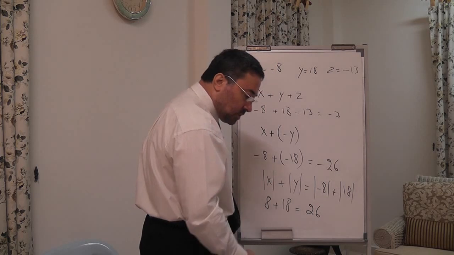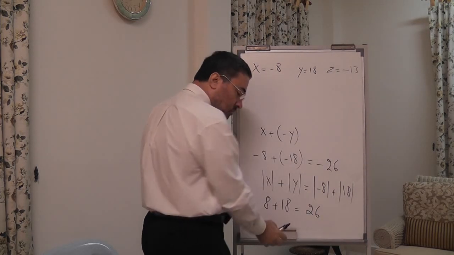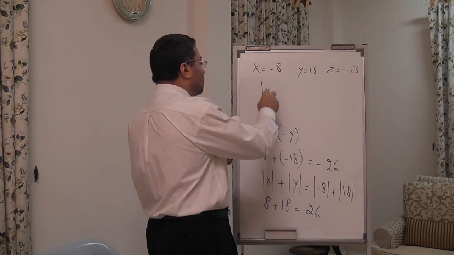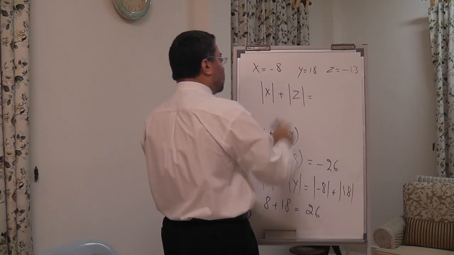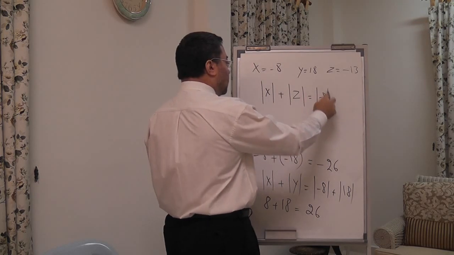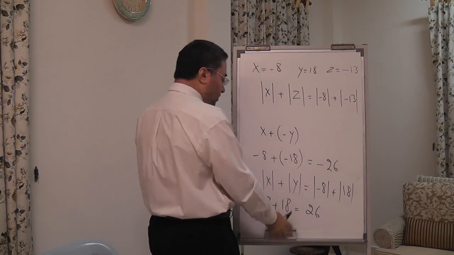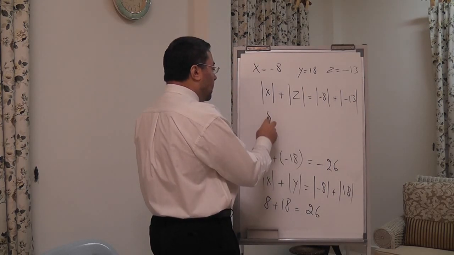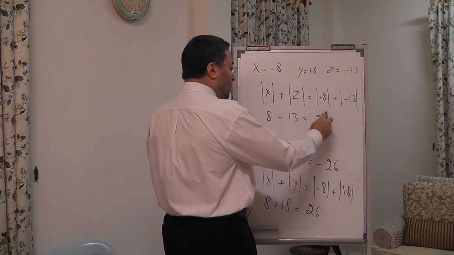Number 46, absolute x added to absolute z. And that's equal to, we replace x with this value, minus 8, and the z with this value, minus 13. And they come out from the absolute as positive numbers, so it will be 8 plus 13, and that's 21.